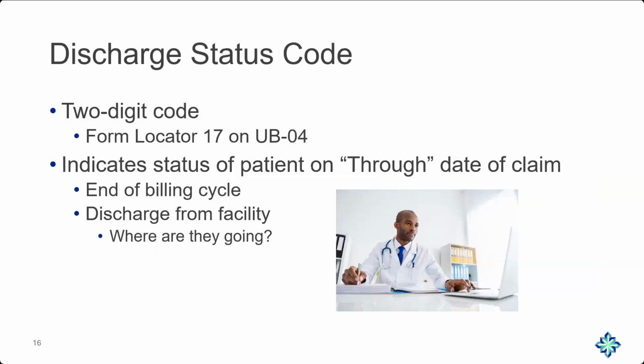The last term we're going to define today, before we move on, is discharge status code. These are 2-digit codes that are entered in field or form locator 17 on the UB-04 claim form, or its electronic equivalent. They specify the patient's destination upon leaving the facility or those other instances that we just talked about. So they indicate where that patient is being discharged to at the end of a stay or at the end of the billing cycle. And we'll review some examples in just a few minutes.